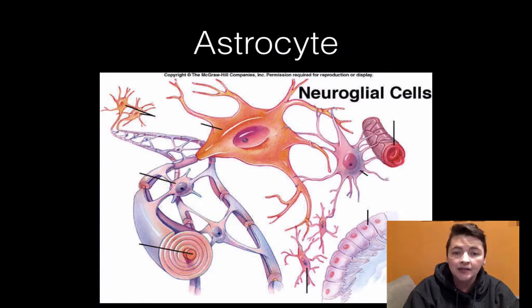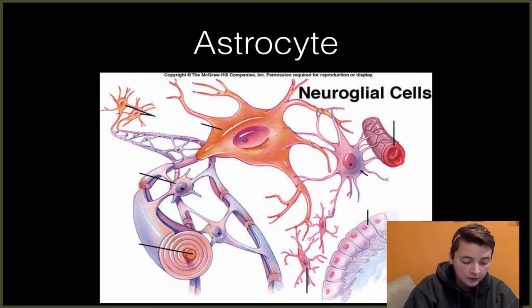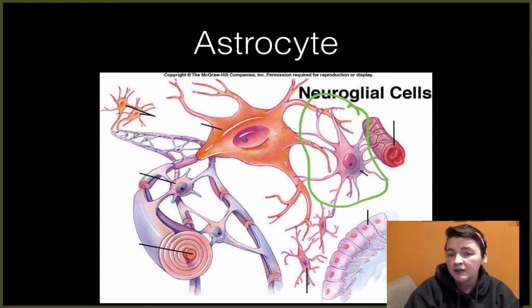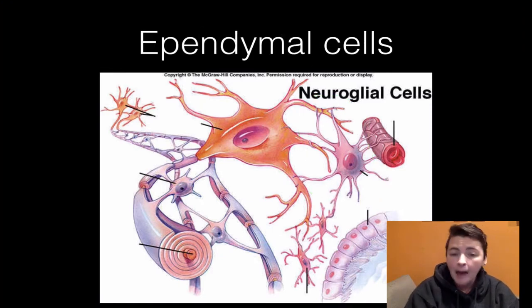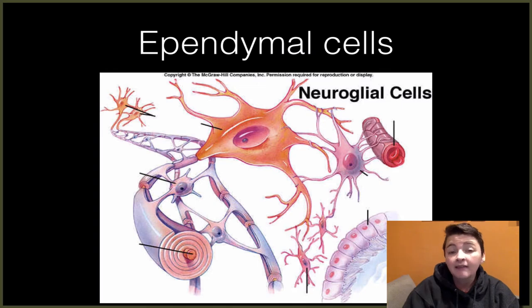An astrocyte is found between a blood vessel and the neuron itself, and it will nourish the neuron. The neuron is so specialized that it can't feed itself, so it has a specialized cell to get the food from the blood vessel and bring it to the neuron. Ependymal cells are a lining cell. These are the ependymal cells here.